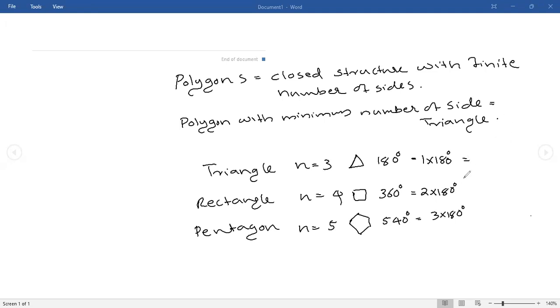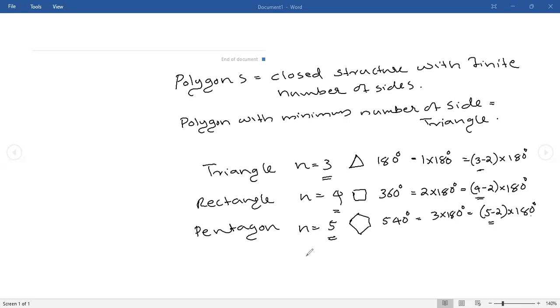I'm again writing this as 3 minus 2 into 180 degrees. This I am writing as 4 minus 2 into 180 degrees. This I am writing as 5 minus 2 into 180 degrees. Okay, ready. So this is n, this is n, here it is n.